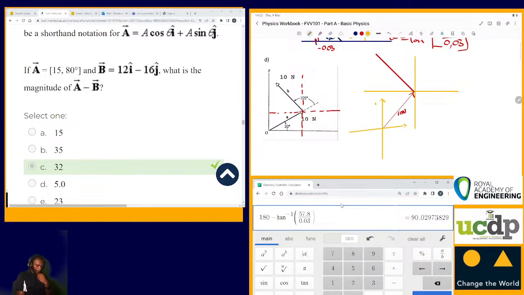Okay, so this is y, this is x, and this is 10 newtons again, and this is our vector b, this is our vector a. If we were to extend there, and from there to there, we're told it's 105 degrees, and from here to there it's 30 degrees.